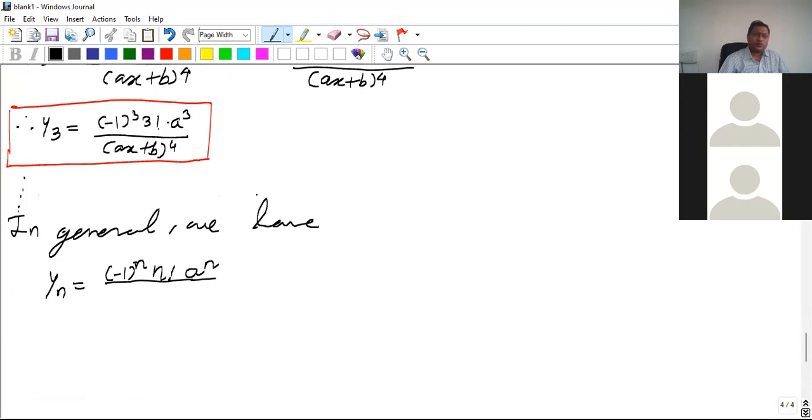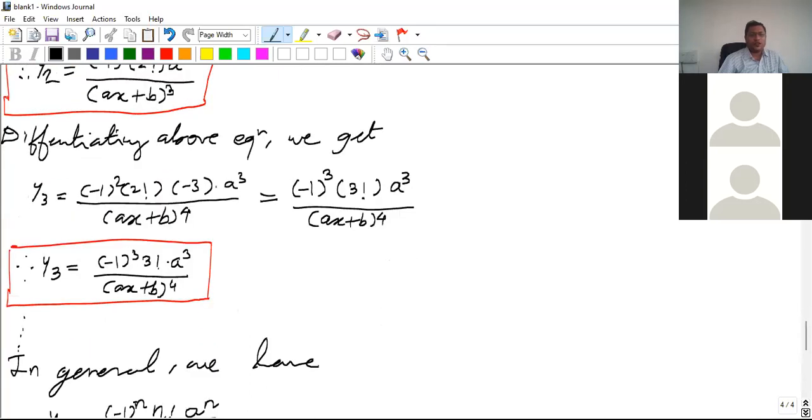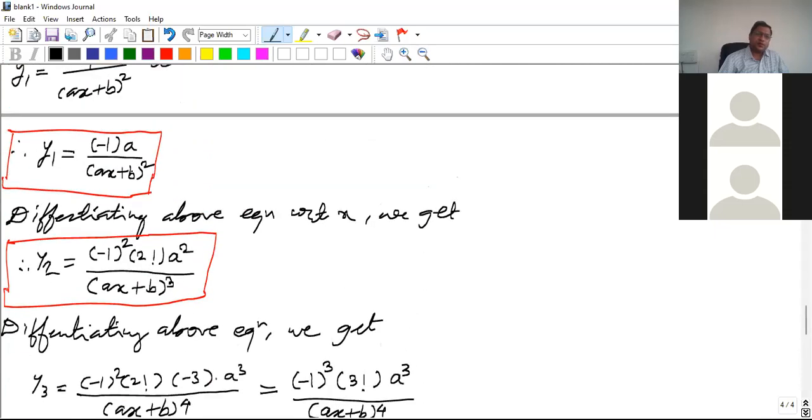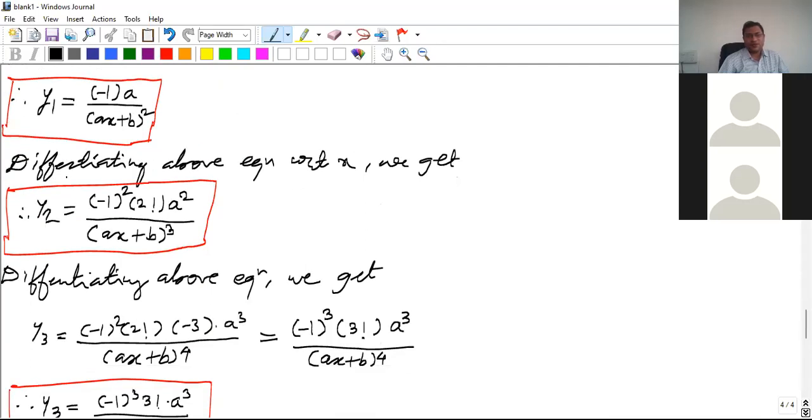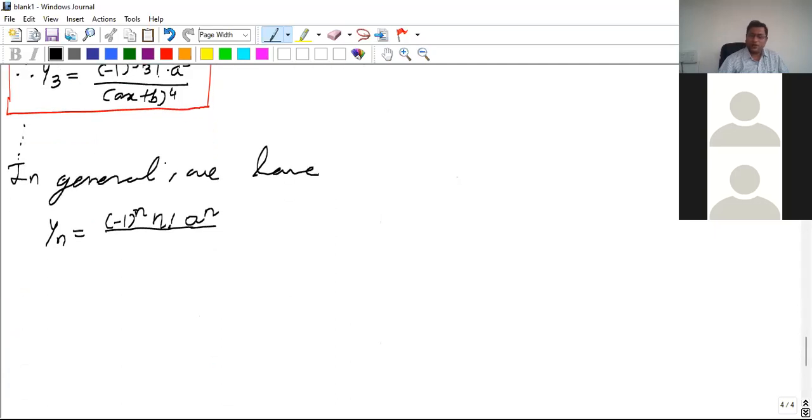Now see, for the first derivative, we got the square of this bracket. For the second derivative, we got the cube of this bracket. For the third derivative, we got the 4th power here. So the power of this bracket is 1 more than the derivative order. So if I want to find the nth derivative, I'll have (ax plus b) bracket raised to n plus 1.